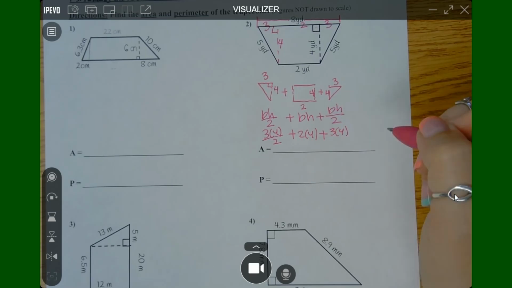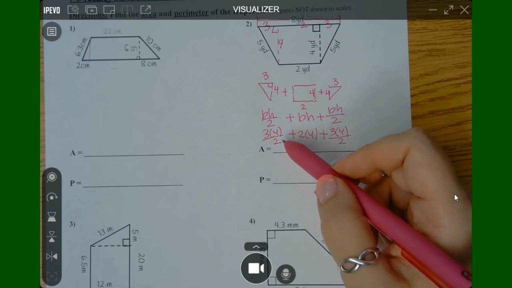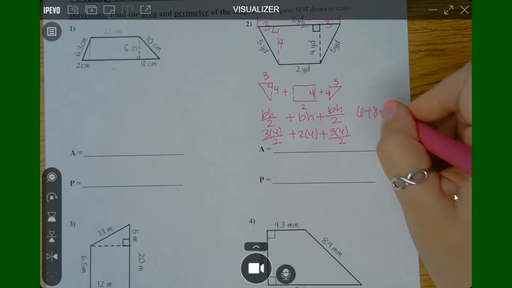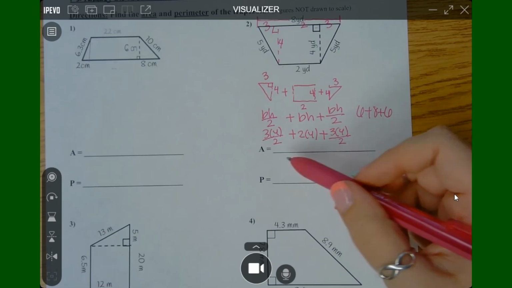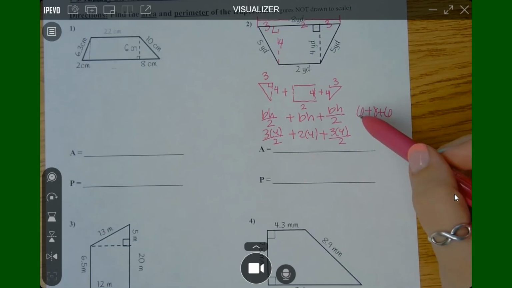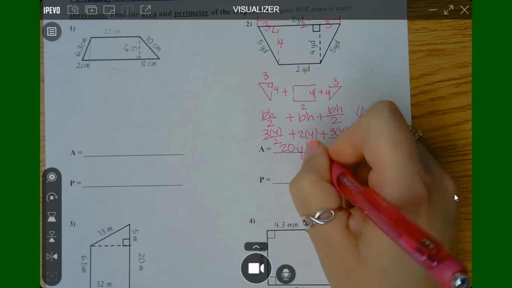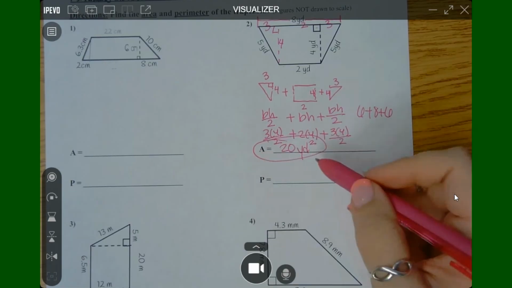Okay? So 3 times 4 is 12. 12 divided by 2 is 6. And that 2 times 4 is 8. And this 12 divided by 2 is 6. So add all those together, and that's going to be your total area. So 14 plus 6, you have 20. Is it yards or yards squared? Area is always square yards, okay? So yards squared with a little 2 there.